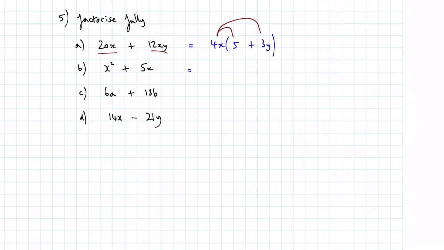x goes on the outside, leaving x plus 5. Think about how you could expand that back out and realise that's true. 6 is the biggest thing that works on this question. You've always got to put the biggest thing on the outside. And on this last one, they both divide by 7, giving me 2x minus 3y. So that's how you fully factorise there.